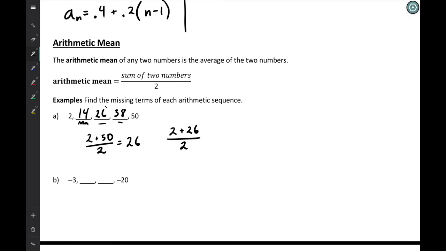Now this isn't something that you might see on the IXL assignment, but it is something you might see on a test like the ACT or anything like that. I just figured it'd be nice for you guys to know.